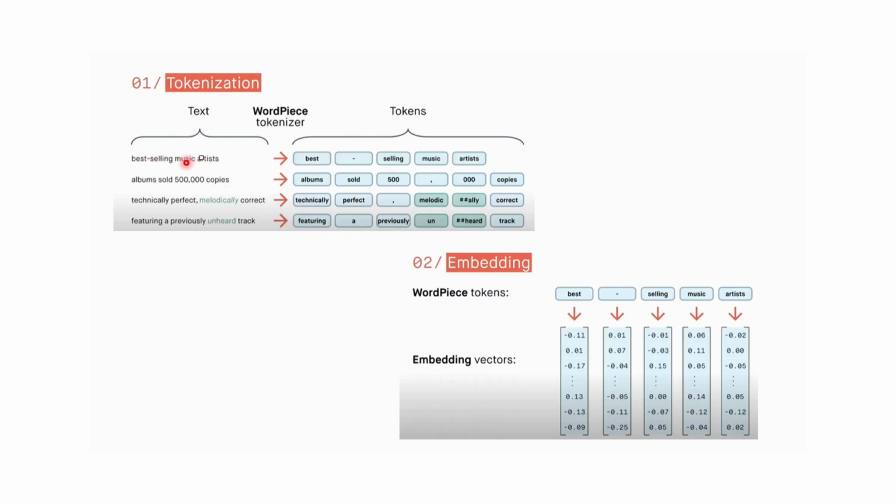So I'm sorry, this is hidden. So, best selling music artist. This is how the tokens will be. You see this hyphen is also considered as a token. And the next step, we will create an embedding. Now these tokens are converted into a unique ID.